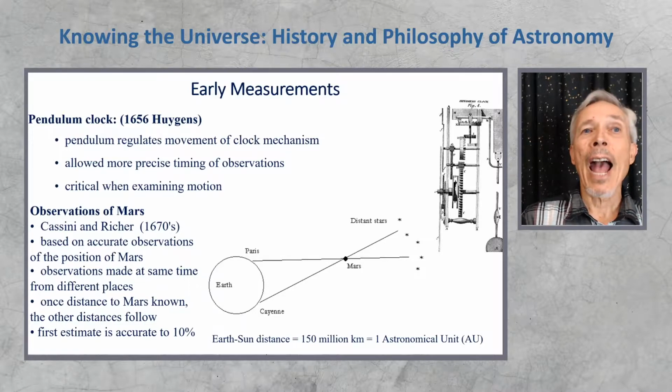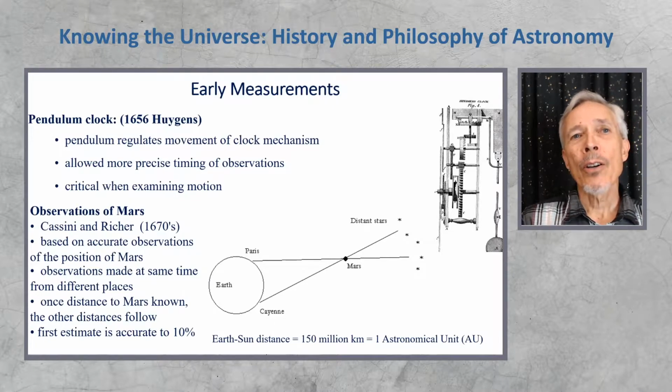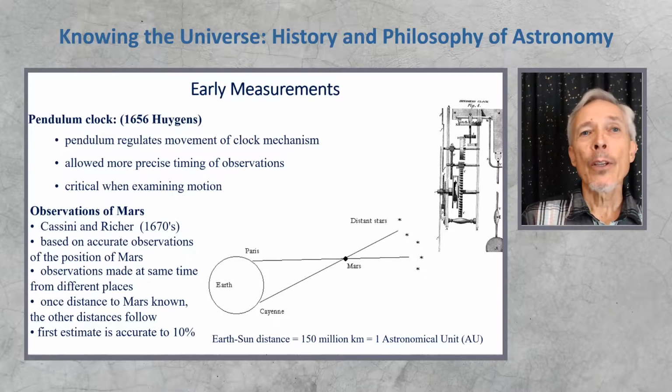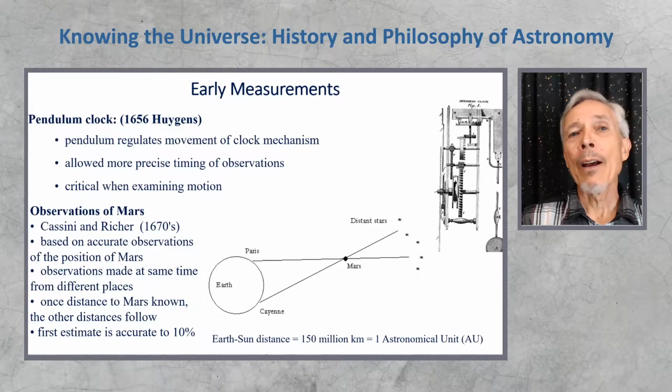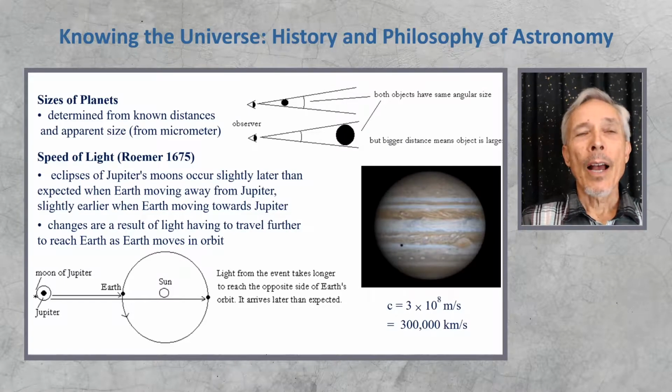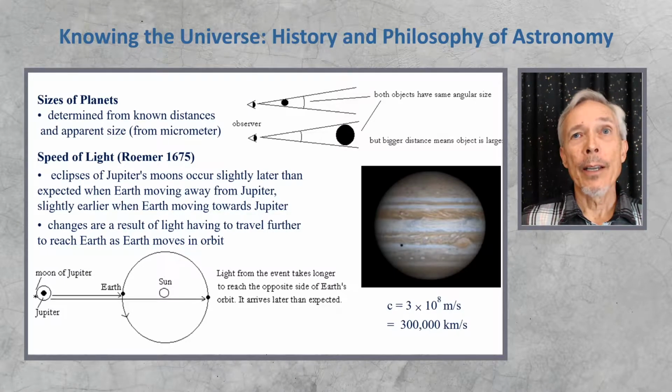So this was based on accurate observations of the position of Mars from two separated locations, Paris and Cayenne, on the coast of South America. The observations had to be made at exactly the same time from different places, which is why you needed the accurate clock. Once the distance to Mars is known, the other distances follow. This first estimate was not bad, but it was only accurate to about 10%. We now know the Earth-Sun distance to be 150 million kilometers, or 100 million miles. The sizes of the planets were determined from known distances, and again, the apparent sizes from their micrometers.